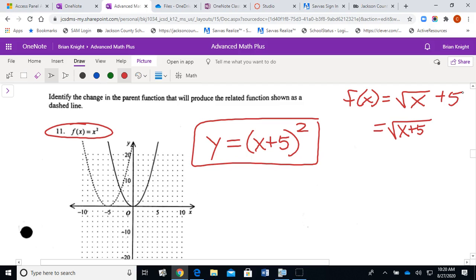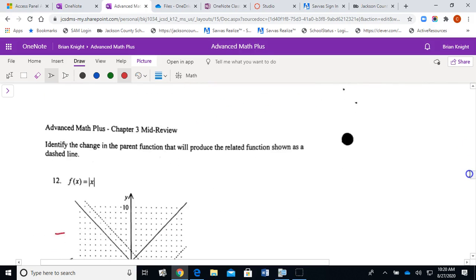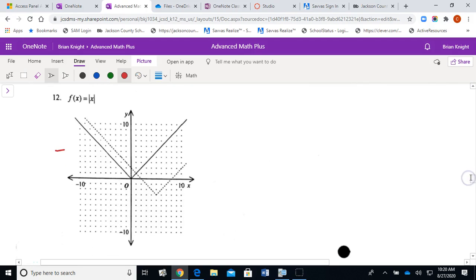All right? 12, I believe the family is an absolute value, right? Yes, sir. Okay? So, we do the same thing. It gets moved twice, though. It moves right how far? 5. And then down 3. So, moving the right part's going to go where? Inside, and we do the opposite. So, it's x -5. And then it also moved down 3. So, on the outside, we just put -3.